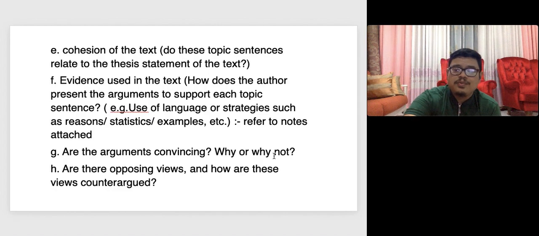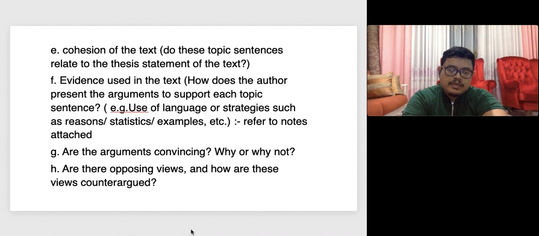Okay, next, are there opposing views and how are these views counter-argued? You not only have to look at the arguments presented by the author, you also have to look at the arguments that could be used to refute what the author is saying, right? So you have to look at this aspect as well.